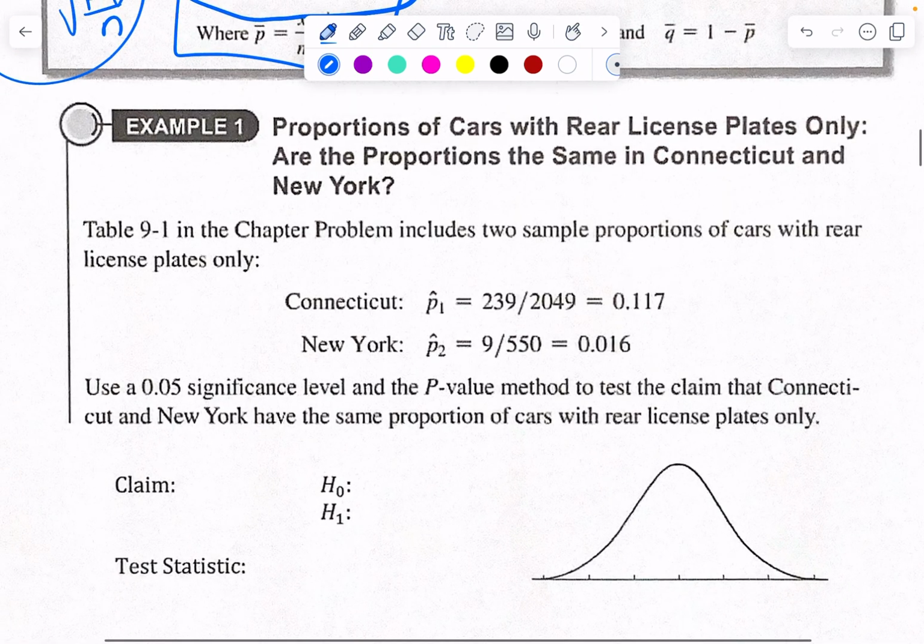Let's fill our bell curve out, okay? So proportions of cars with rear license plates only. Did you know that in some states, it's not required that you have a front license plate and a rear license plate? Sometimes you only have to have rear license plates. I don't know, whatever. So evidently Connecticut and New York are places where you are only required to have a rear license plate. And so they're talking about the proportion of cars that only have rear license plates. Some people do elect to have a front and a rear, even if you only need a rear license plate.